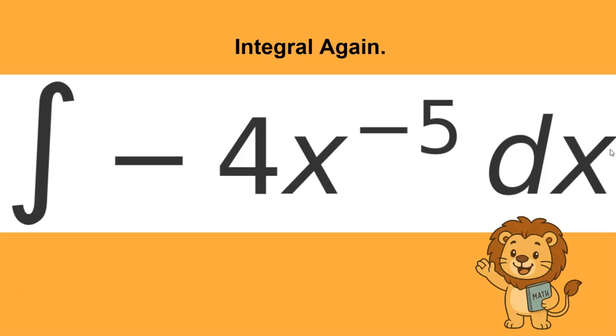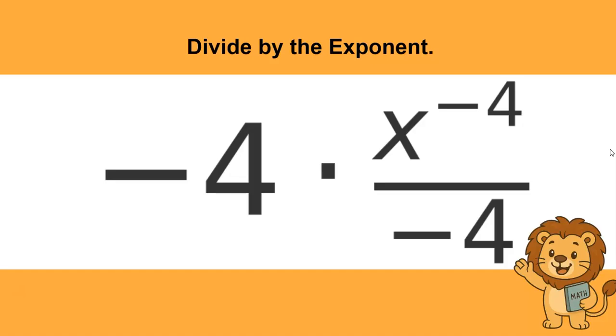Now let's do the integral. Remember the first step for the power rule of integrals is to add 1 to the exponent. And remember the number line, when we add, we move to the right of the number line. And then we divide by the exponent.